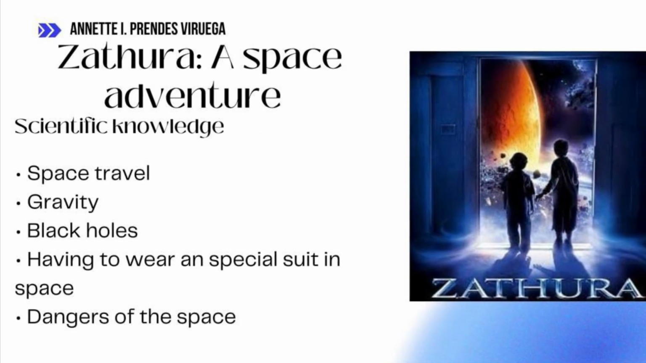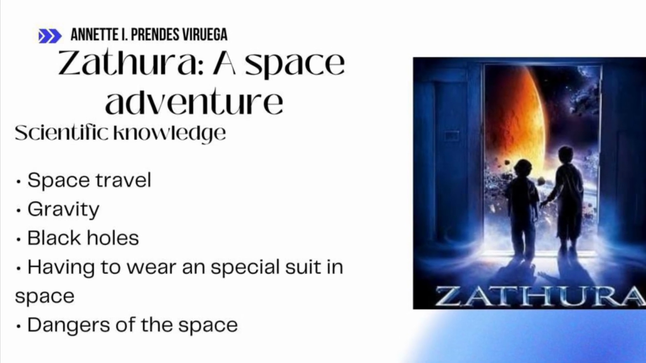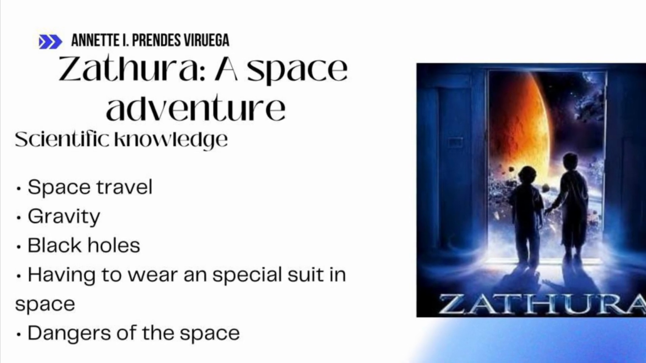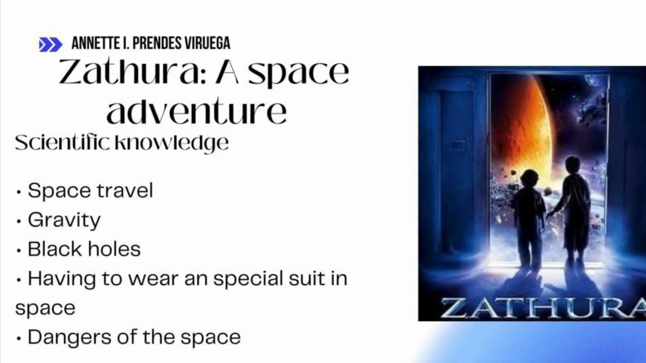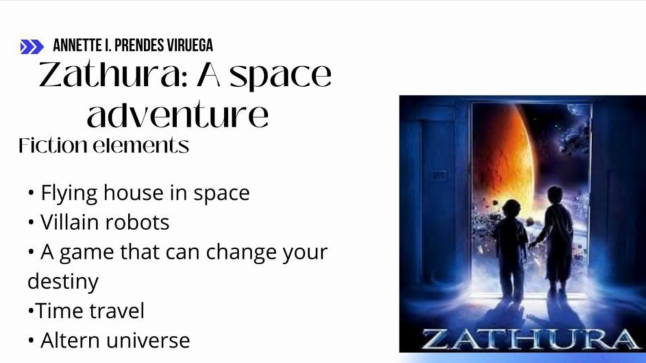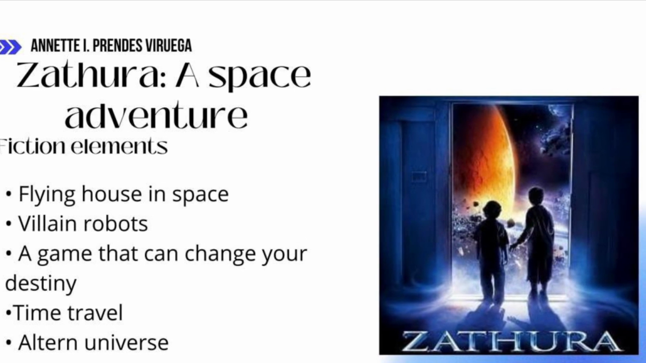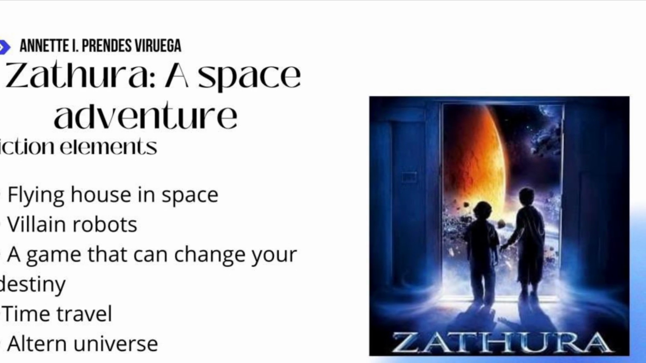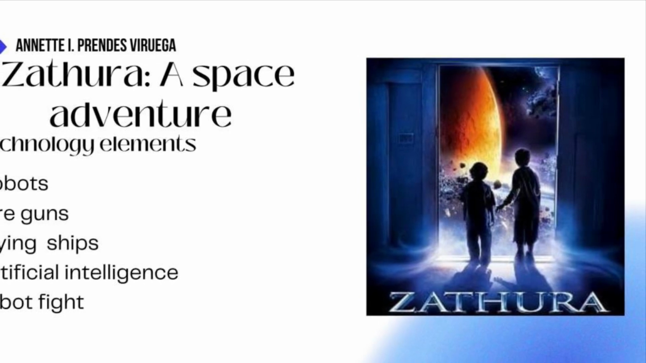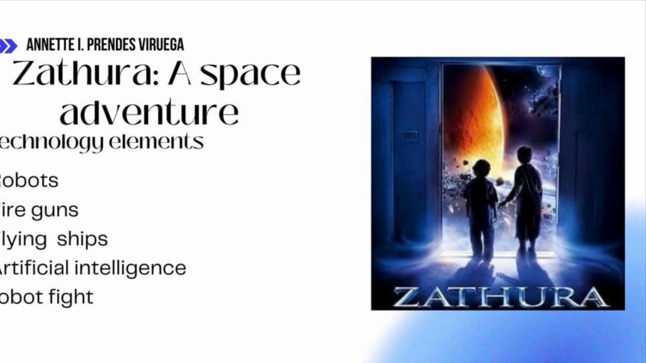Field of science in the movie. Even though this movie is for the most part a fiction one, it still shows a lot about physics, about how things work in space, what happens to humans in space, and how gravity affects and influences us. The fiction elements that this movie has are the flying house in space, villain robots, a game that can change your destiny, time travel, and an alternate universe. The technology elements are robots, fire guns, flying ships, artificial intelligence, and robot fights.